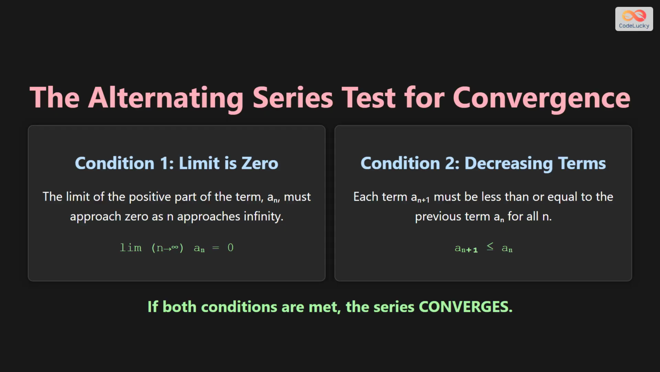To determine if an alternating series converges, or approaches a finite sum, we use the alternating series test. It has two simple conditions. First, the limit of the positive part of the term, a sub n, must be 0 as n goes to infinity. Second, the terms must be non-increasing, meaning each term is smaller than or equal to the last. If both are true, the series converges.